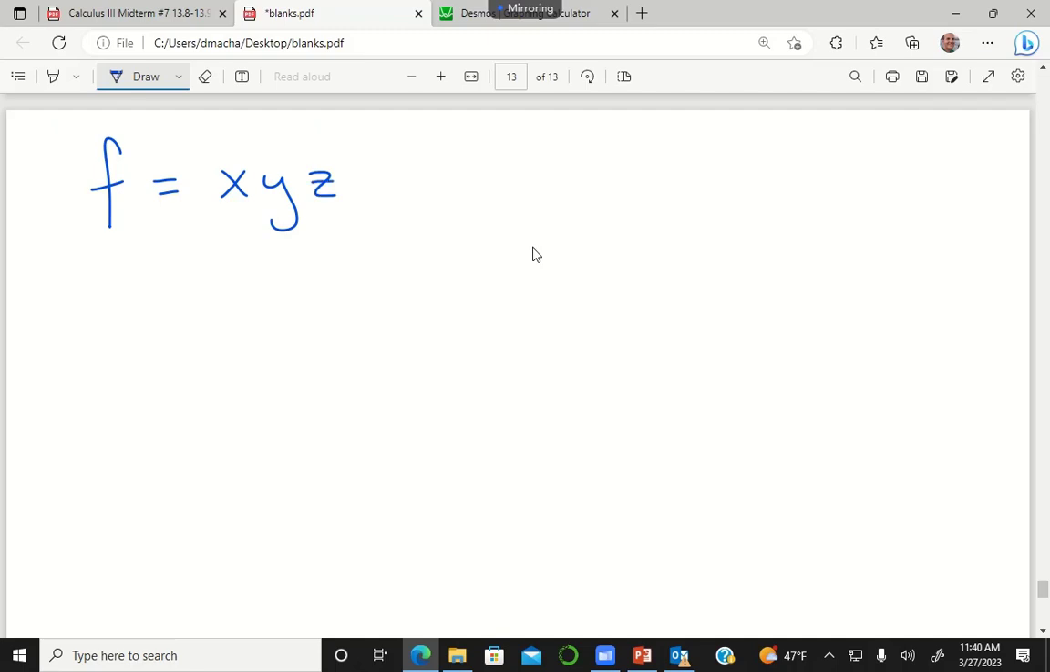So here's my function, and I want to maximize this subject to this constraint.